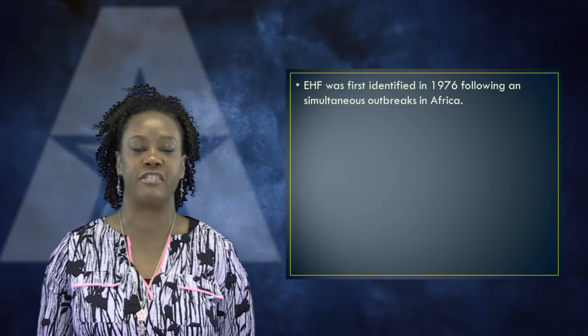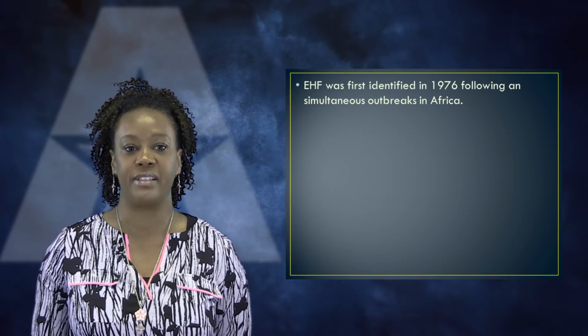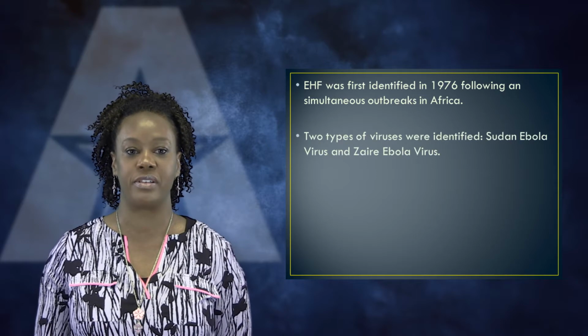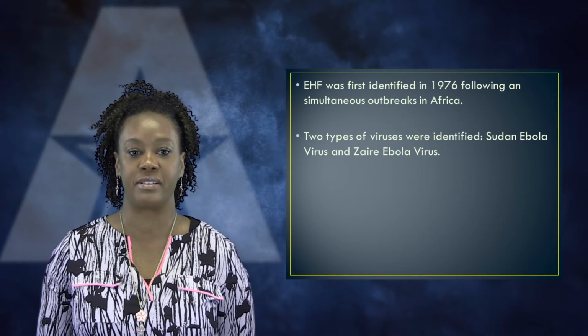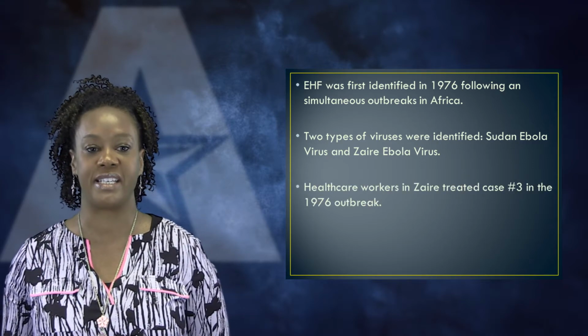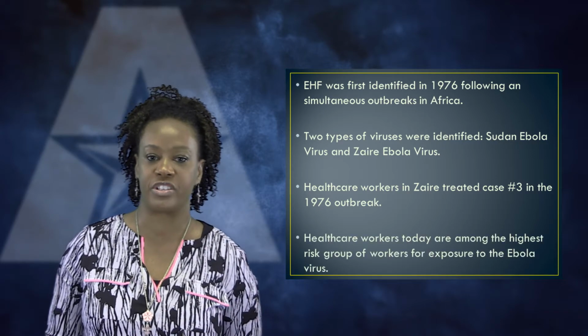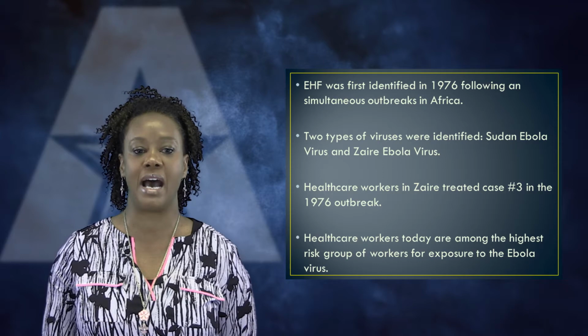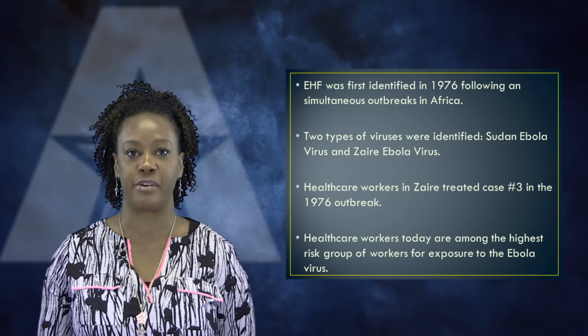EHF was first identified in 1976. It was identified in Sudan as a Sudan Ebola virus, as well as Zaire Ebola virus. Healthcare workers in Zaire treated the third case in 1976 during an outbreak. Healthcare workers today are among the highest risk group of workers for exposure to Ebola virus.